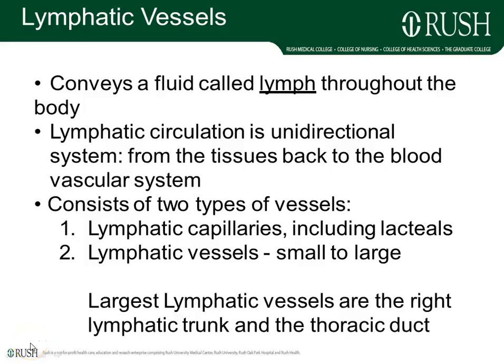Now let's take a look at the lymphatic vascular system. Lymphatic vessels convey fluid called lymph throughout the body. Lymphatic circulation is unidirectional, from the tissues to the venous circulation. It consists of two types of vessels, from small to large: lymphatic capillaries, which include lacteals, and lymphatic vessels. The largest lymphatic vessels are the right lymphatic trunk and the thoracic duct.